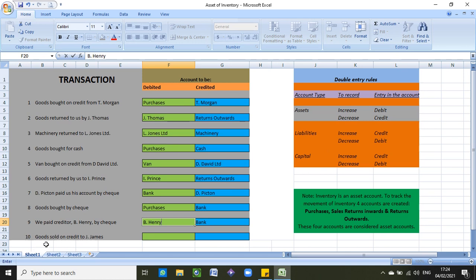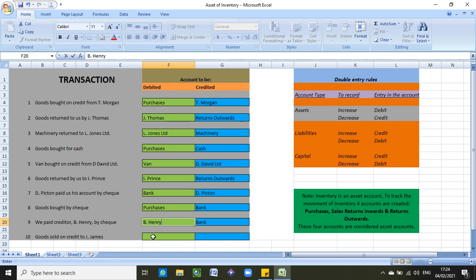And the last transaction, goods sold on credit to J. James. So here we see the word goods. They're being sold. This is the first time we're using sales for this. Anyways, you will get the idea, I hope. If goods are being sold here, you will use sales.